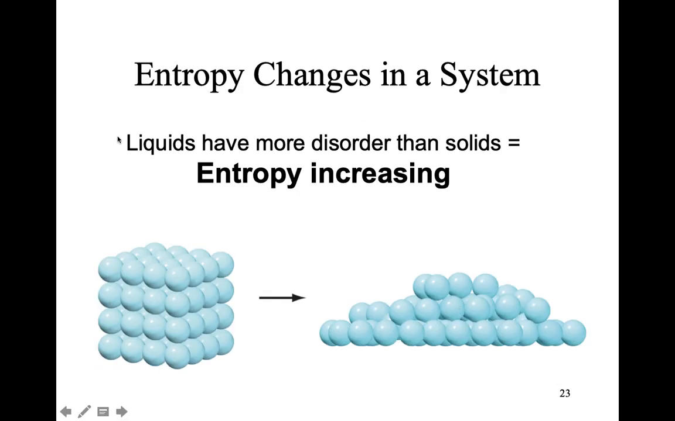So, we have entropy changes in a system. So, let's talk about a solid versus a liquid. A solid is nice and organized. A liquid, they're just molecules wiggling around. So that means going from a solid to a liquid is increasing entropy. Just like ice will melt on its own.